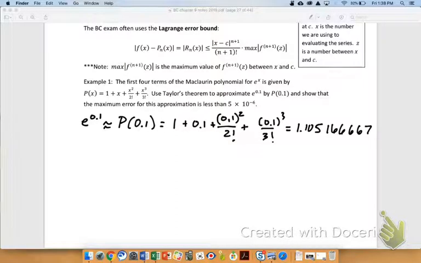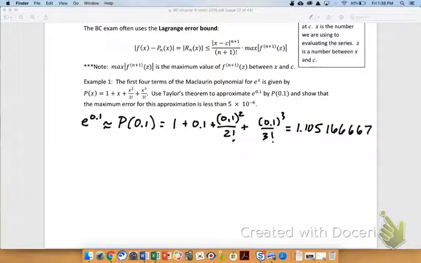Okay. So then the question would be, we know that is not exactly e to the 0.1. The rest of the question goes on to say, and show that the maximum error for this approximation is less than 5 times 10 to the negative 6th. That's the hard part. What we just did there, that's definitely the easy part.